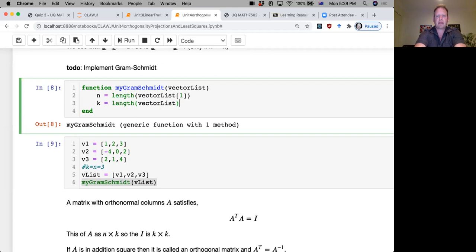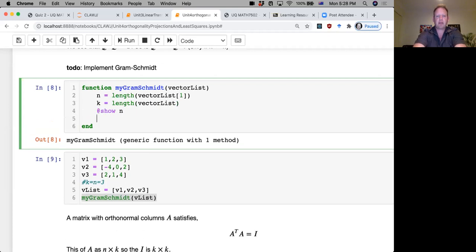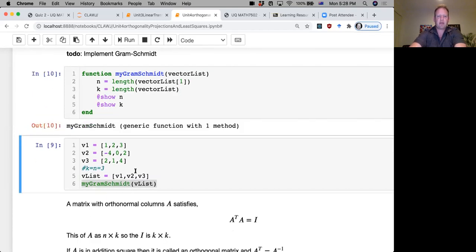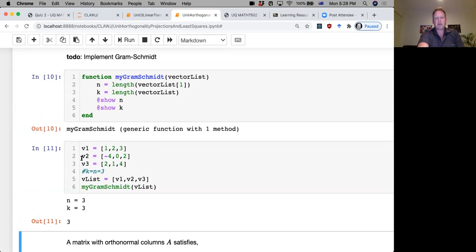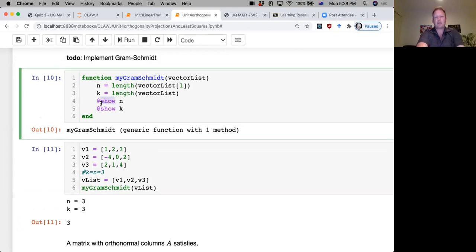Okay. You can just debug a bit if you want. You can do show n and show k, run this and run this again. So n equals 3, k equals 3 in this case. All right. I'm going to delete these shows, or at least comment them now. We don't need that.